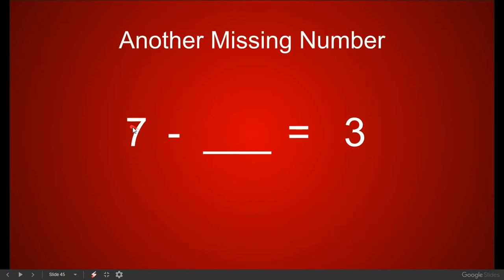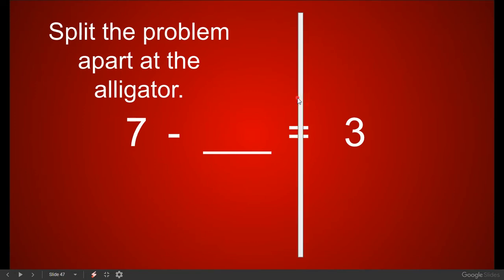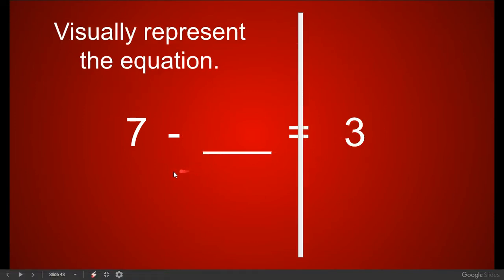Another example, 7 minus something equals 3. Now in this one, first thing, same thing I do at the beginning of each one, I split the problem apart at the alligator. This side needs to equal 3 and that side needs to equal 3. I'm going to visually represent the problem. Now in this one, I start with 7. So I start with 7 things, 7 objects. I just make 7 circles.